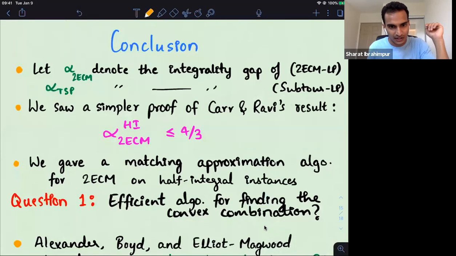So the very first natural question is, can we obtain an efficient algorithm for finding the convex combination? Even though I say that we gave the algorithmic version of Carr and Ravi's result, it's not a full answer, right? Because what their theorem says is that there is a convex combination, and what we are doing is identifying a two-edge connected subgraph which beats the average of this convex combination. A full result would give an efficient algorithm for obtaining the entire convex combination. There are some hurdles in doing that, but it seems like a reasonable open problem to look at.